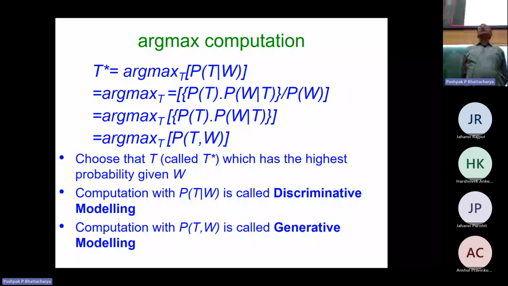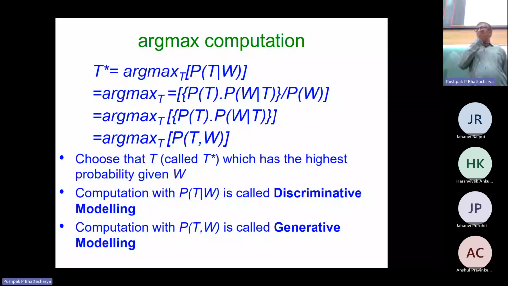So to work with the conditional probability or to work with joint probability, that gives rise to the question of discriminative modeling versus generative modeling. And why use these terms called generative modeling, discriminative modeling also is something we need to keep in mind. Okay. So let's proceed.